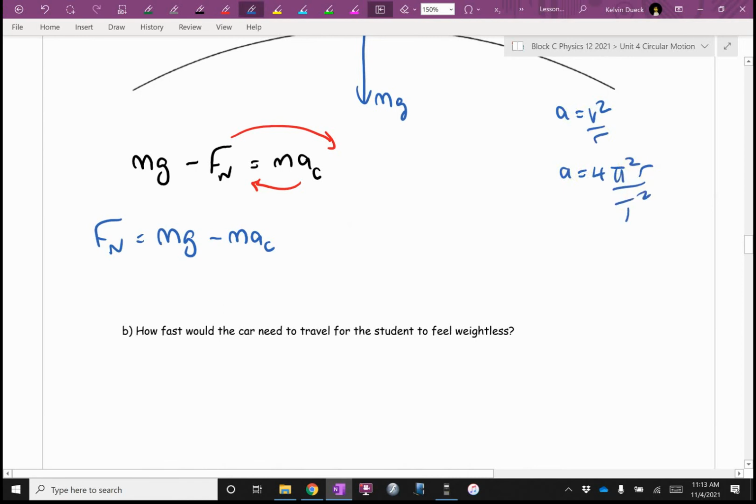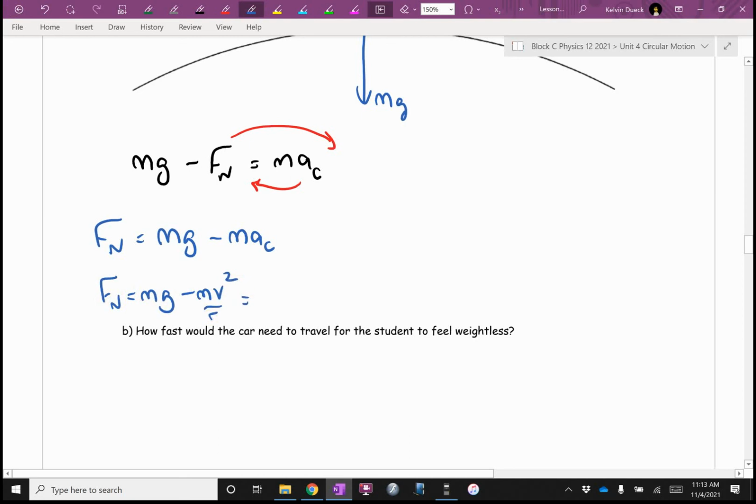Which one am I going to use here? The one with the V or the one with the T? How do I know? Okay, so this is going to become normal force equals mg minus mv squared over r.